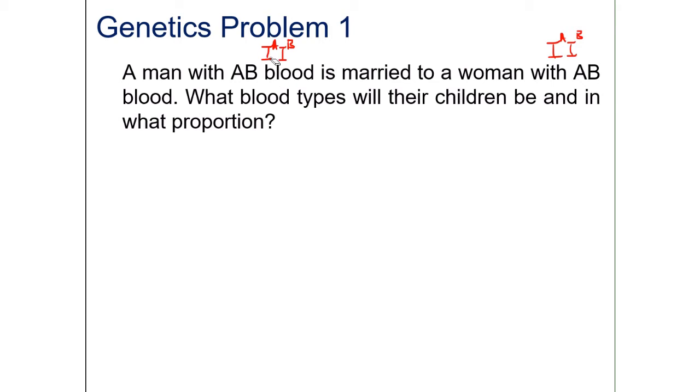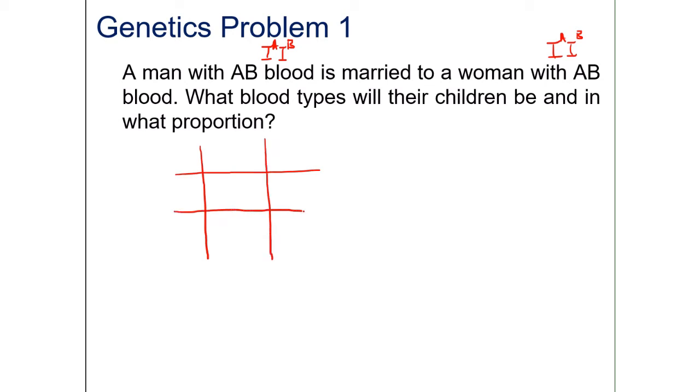So in meiosis, when the man produces the sperm, half of the sperm will be carrying the IA allele, the other half will be carrying the IB. Same thing for the woman. Half of her eggs will be carrying the IA allele, and the other half the IB allele. So you can use the Punnett square, the same thing you learned from last semester.